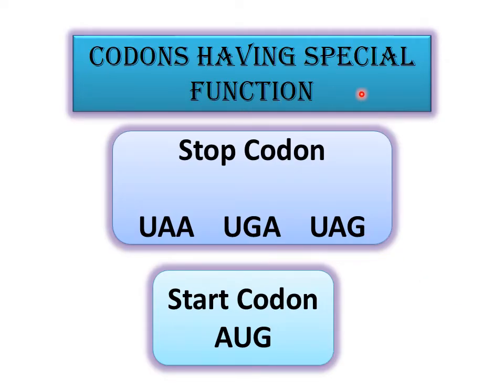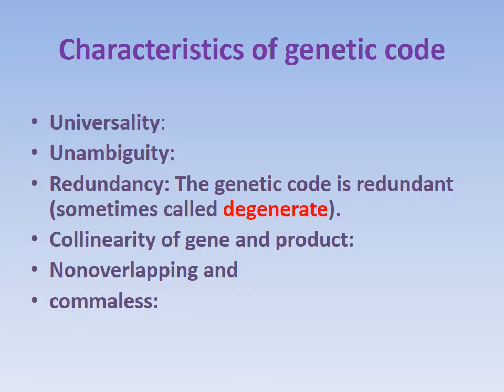Now codons having special functions. We see there are many codons which have special functions. Like 3 codons are stop codons: UAA, UGA and UAG. And one is the start codon, AUG, which also codes for methionine.